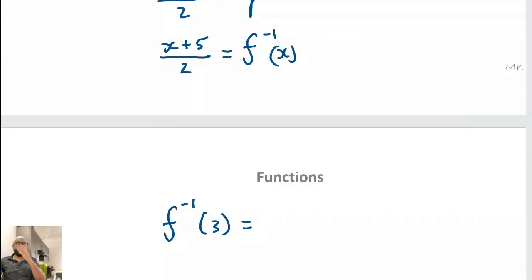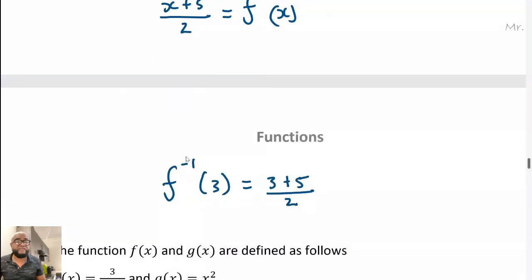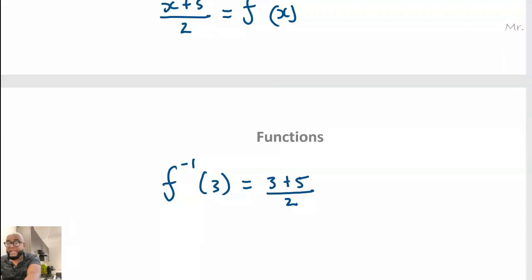F negative 1 of 3. So what do you think my input is here, guys? My input is 3. So let's go. Instead of x, I'm putting 3 plus 5 over 2. 3 plus 5 is 8 divided by 2 is 4. Let's go.